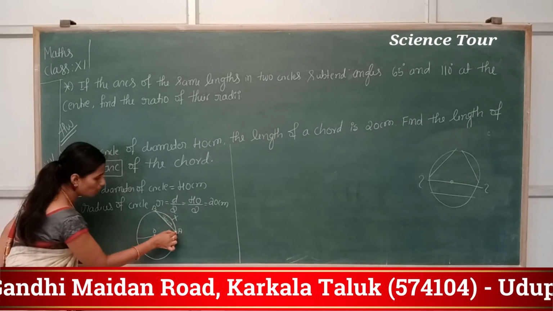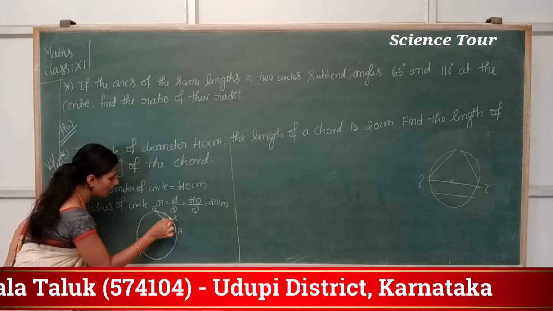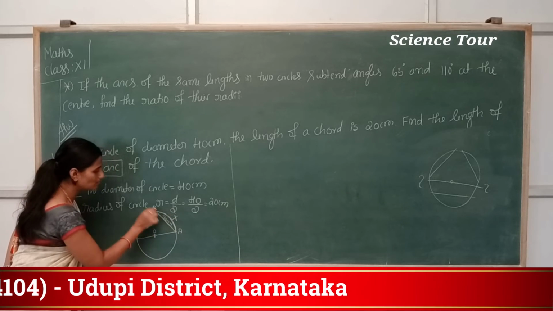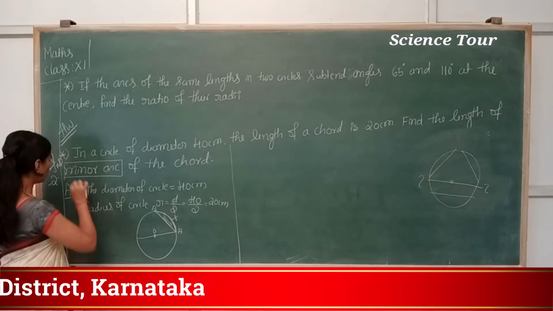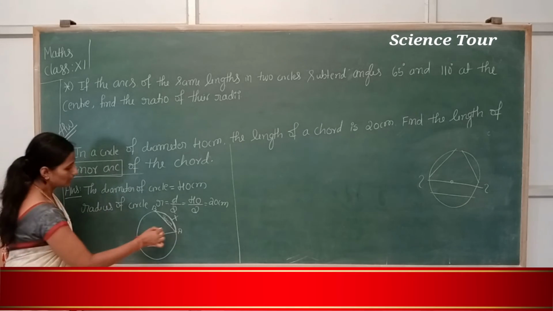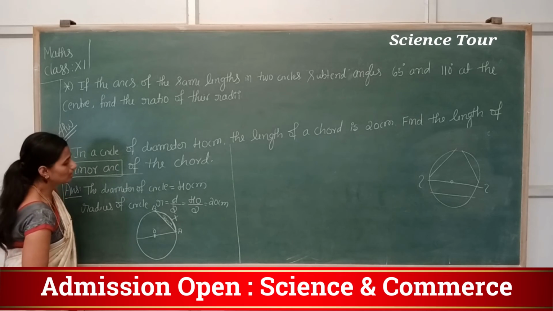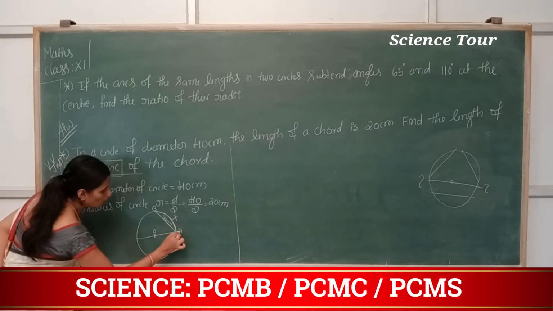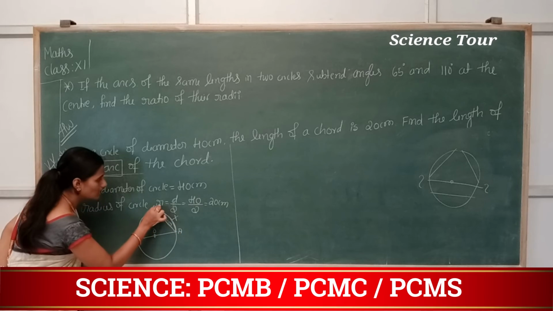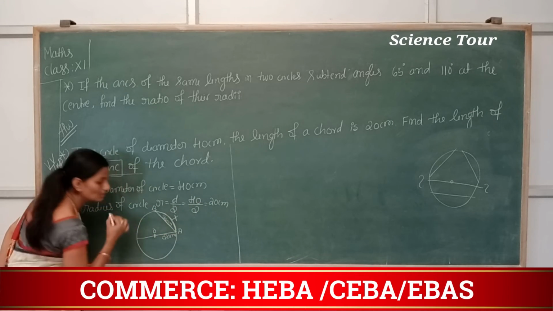If this is the chord, next which is the minor segment? This part is the minor arc, that is AXB is the minor arc. Your question is to find the length of the minor arc of the chord. That means the length of this AXB. Clear? Now what is your OA? OA is the radius. The radius is equal to 20 centimeter.